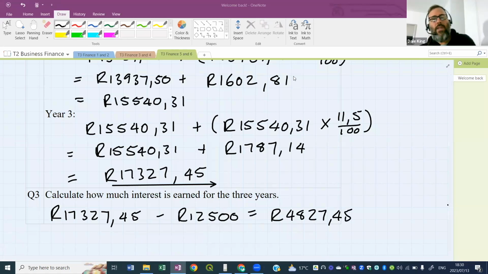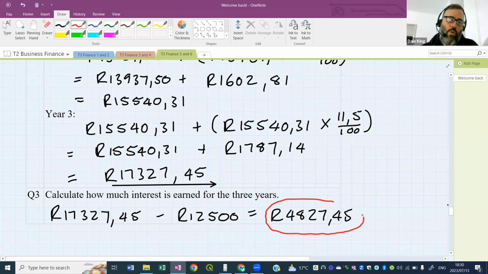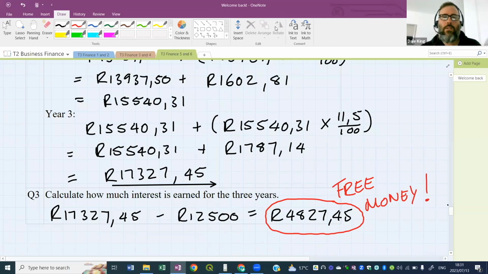Now, tell me again, we heard about it on Tuesday. What is so cool about this money? Ladies and gentlemen, what is cool about this money? It's free money. Guys, it's free money. It's ridiculous. Guys, where do you get free money in this world? You don't. There's nothing for free.